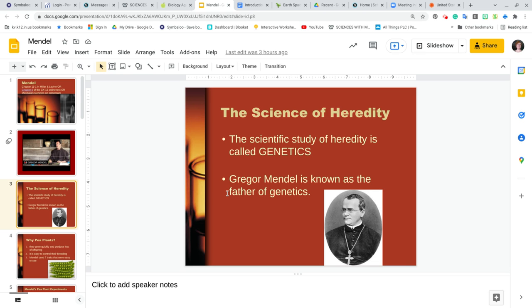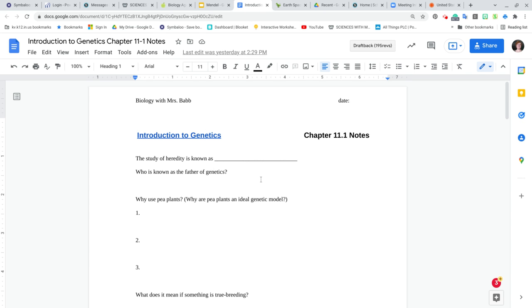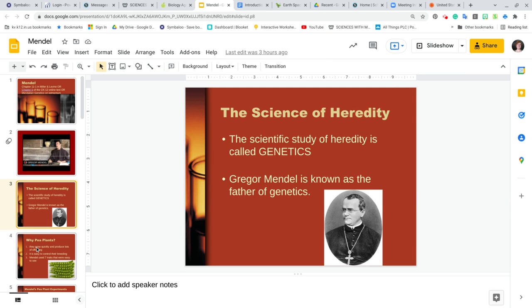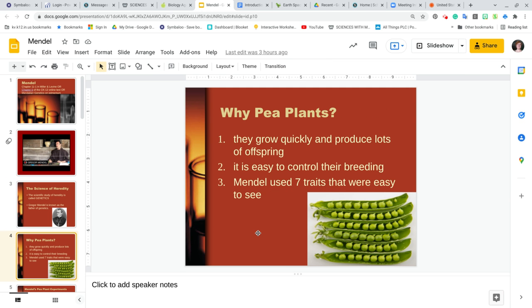Okay, moving forward. The scientific study of heredity is genetics. And of course, the father of genetics is Gregor Mendel. That would fit in right there. Okay, moving forward. Why do we talk about pea plants? Why are you going to hear about pea plants oh so often?